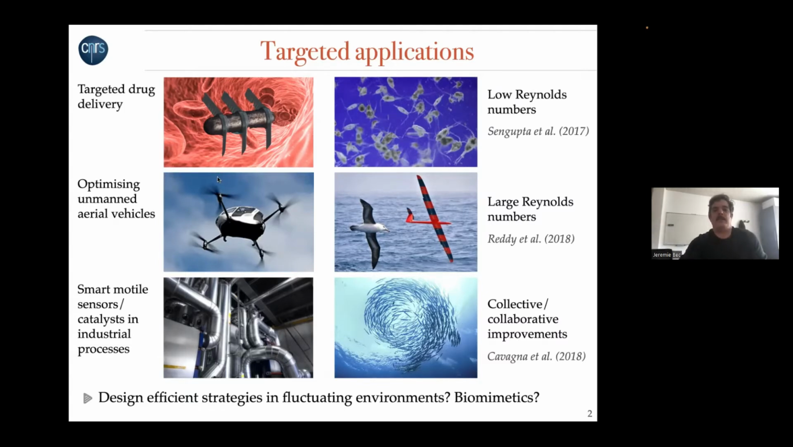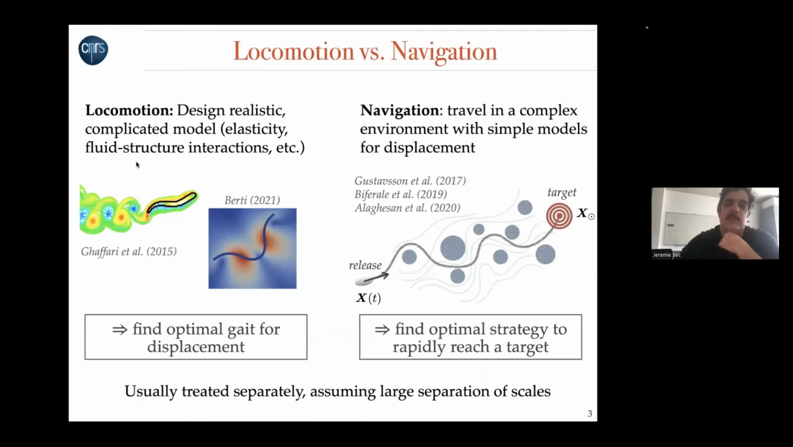One specificity of these microswimmers is that the problem is twofold. On the one hand, there is the problem of locomotion, which means that one needs to find some model, some strategy, some gait in order to optimize the displacement of such objects. This is usually done by looking at pretty complicated models involving elasticity, fluid-structure interaction, and modifications of the flow by the swimmer itself, at the micro scale.